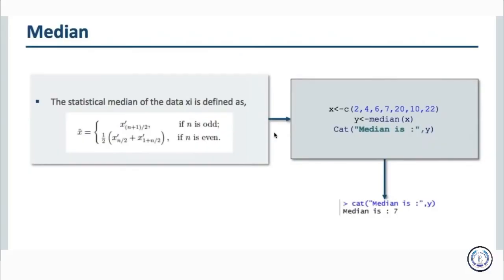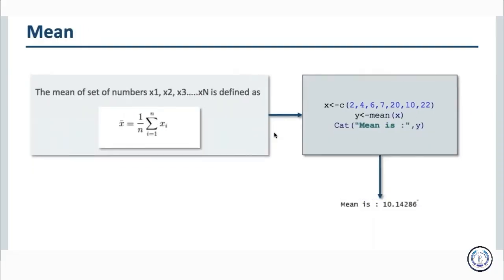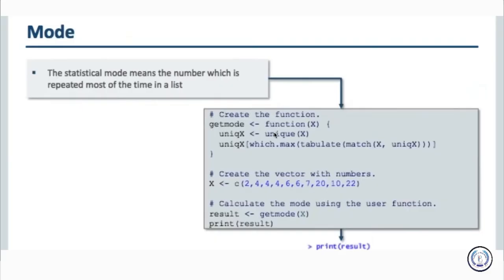There is a direct function available. If you go by the mathematical definition, it's nothing but taking the middle values: if it is odd, you take the direct middle value; if it is even, you take the two middle values and divide their sum by 2. Similarly, mean is the sum of all the values divided by the number of values, and mode is nothing but the most frequent number. That's what comes out as the mode of the whole data set.